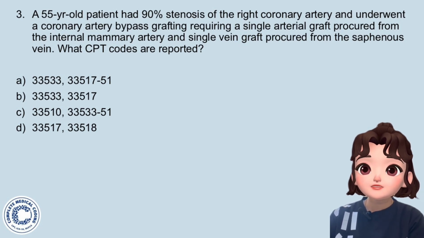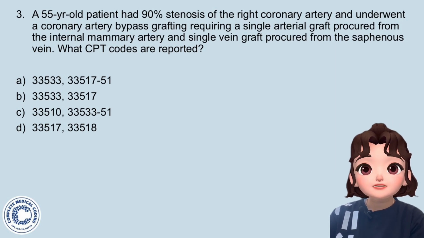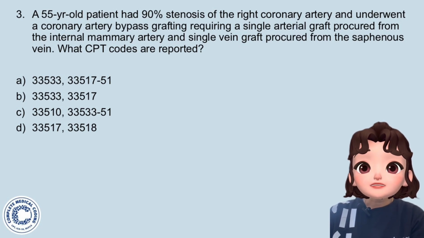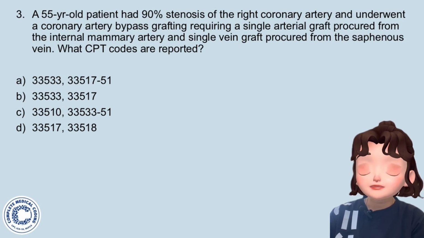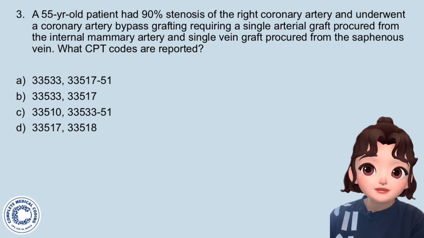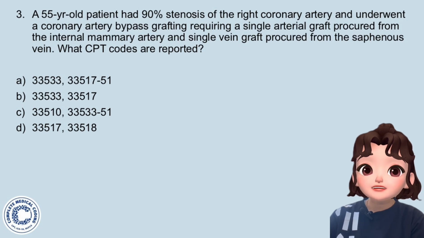So you have to code for both, right? Single artery from the mammary artery and single vein from the saphenous vein. So let's move to the codes. And this is not a multiple procedure. If you can see in the options, in two options modifier 51 is mentioned, which represents multiple procedure. This is not a multiple procedure. It's a single procedure carried out using two different grafts, one artery and one vein.